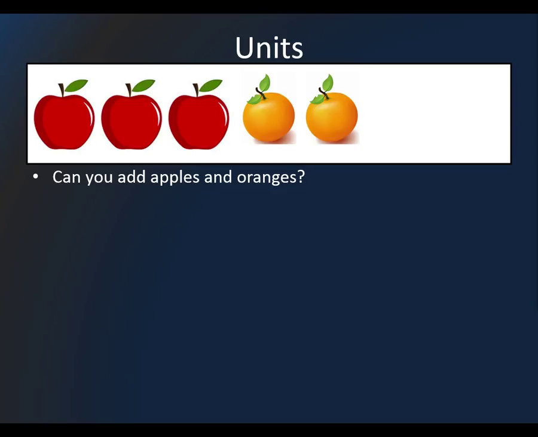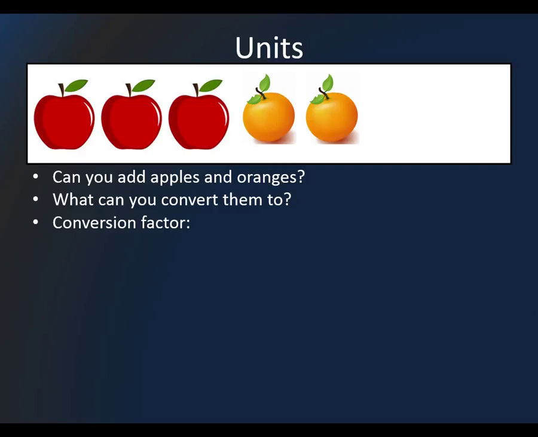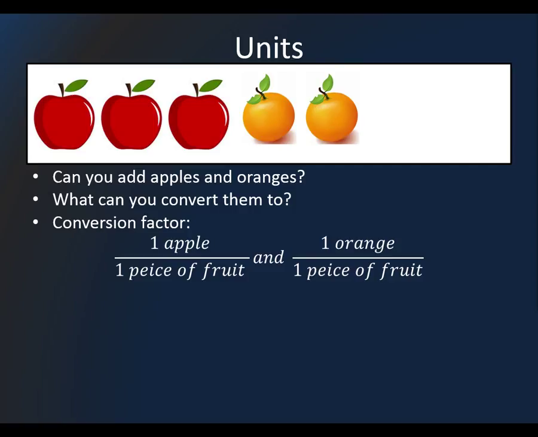In order to truly add them together, there has to be some common thing that you convert them into. In the case of apples and oranges, we might say fruit. So, we need to find a way to convert both apples and oranges to fruit. If we consider each apple as one piece of fruit and each orange as one piece of fruit, we end up with conversion factors, which we'll use later when we do conversions. In this case, 1 apple is 1 piece of fruit and 1 orange is 1 piece of fruit.